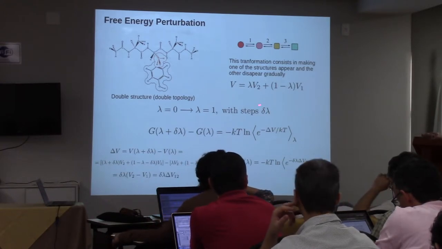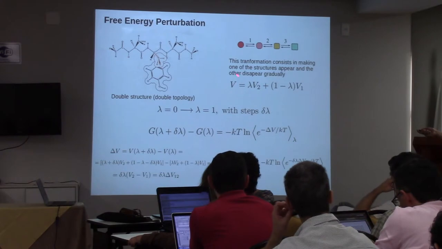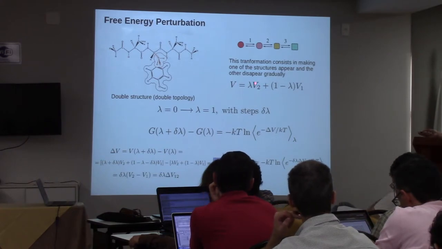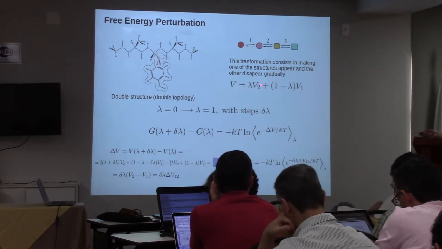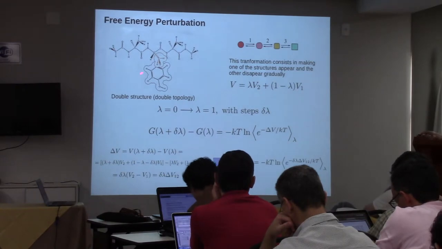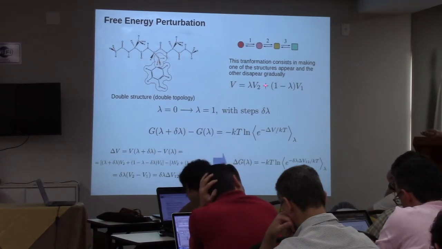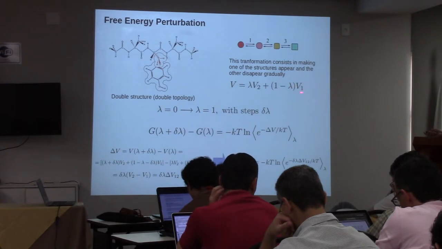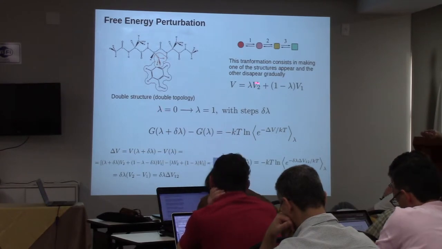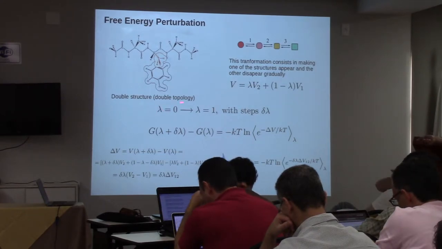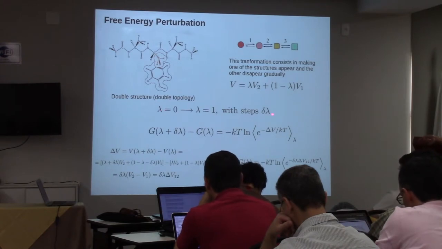Which kind of combination? We define that the new potential energy of the system is a sum of a parameter lambda times the potential energy computed with the tyrosine, plus 1 minus lambda times the potential energy of the system computed with the alanine. And this parameter lambda will be between 0 and 1, and will be varied between 0 and 1 with steps delta lambda. So what does that mean?